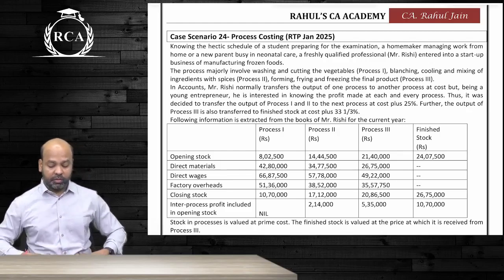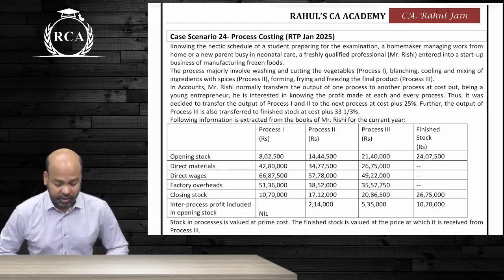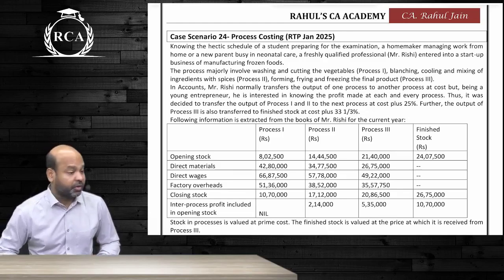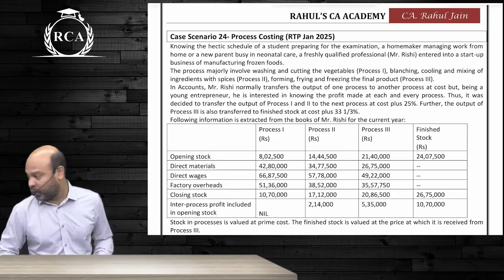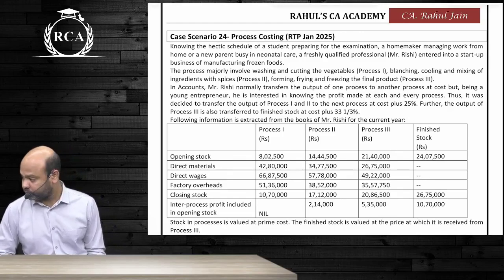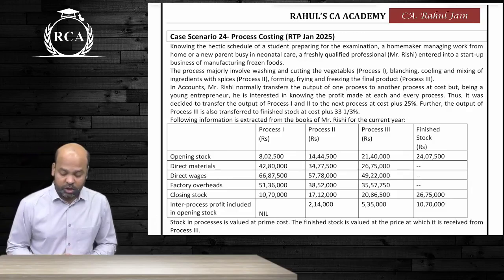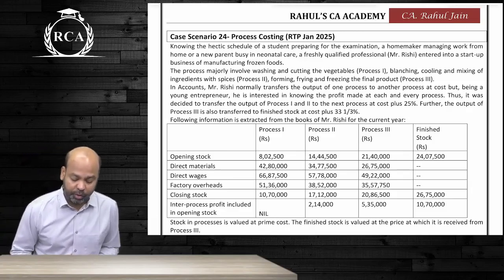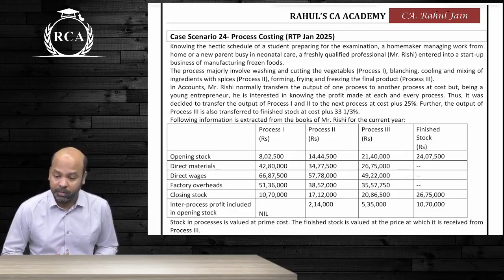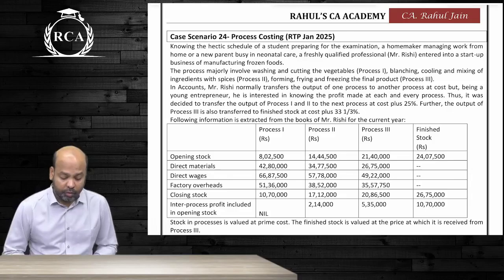In accounts, Mr. Rishi normally transfers the output of one process to another process at cost. Being a young entrepreneur, he is interested in knowing the profit made at each and every process. Thus, it was decided to transfer the output of process 1 and 2 to the next process at cost plus 25%. Further, the output of process 3 is also transferred to finished stock at cost plus 33 1/3%. Following information is extracted from the books of Mr. Rishi for the current year.